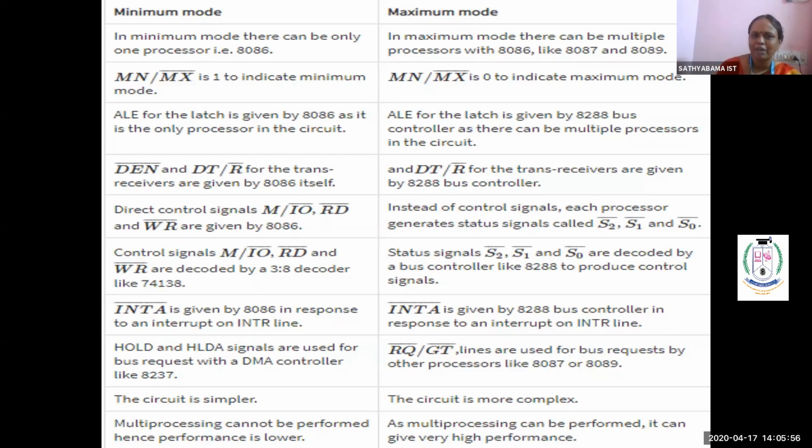Okay. And minimum mode is a very simple unit, and maximum mode is a very complex unit. Here, compared with the maximum mode, the performance will be very low, and here it will provide higher performance. Okay, so I think you people have understood these topics well.